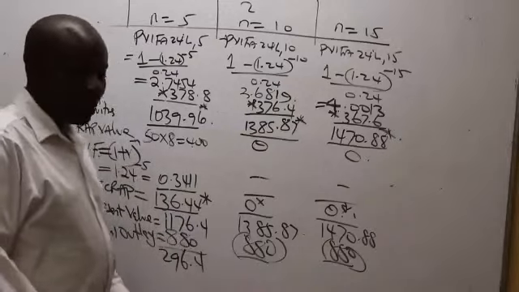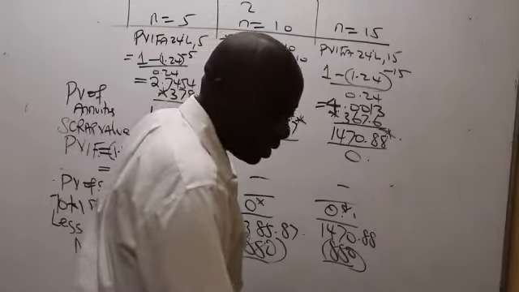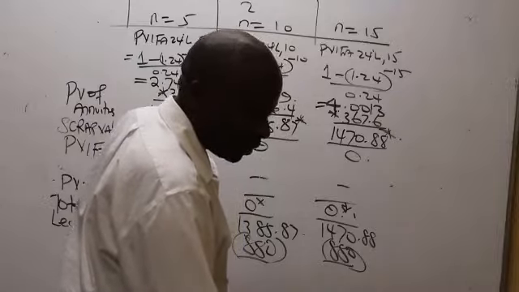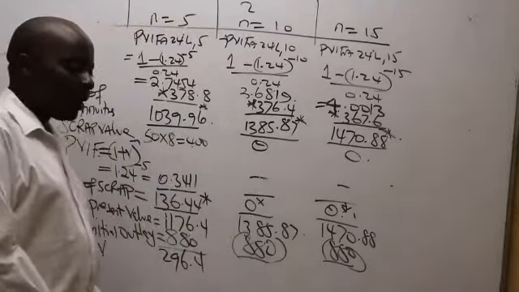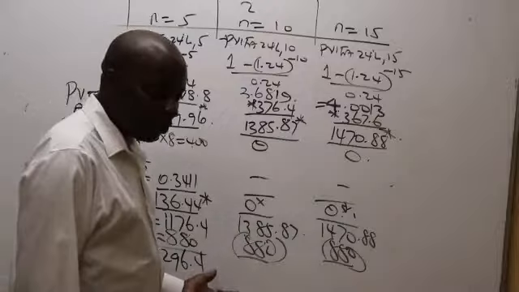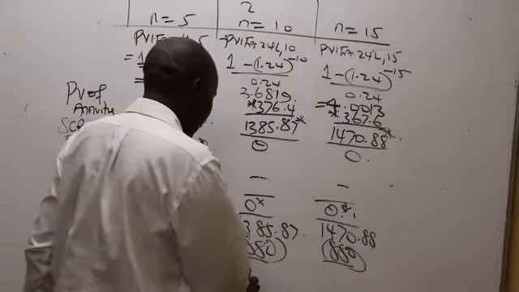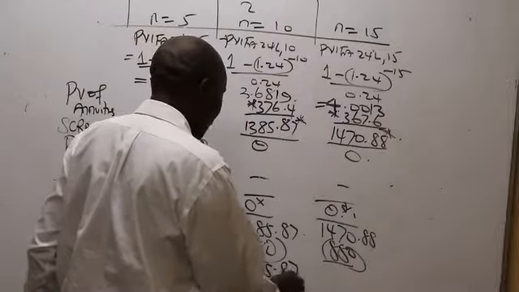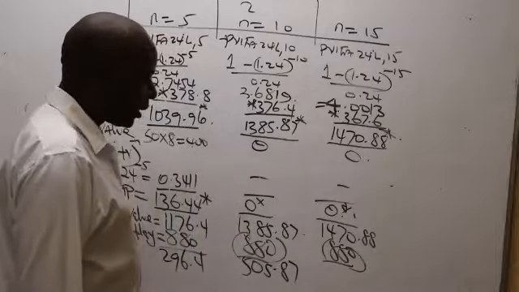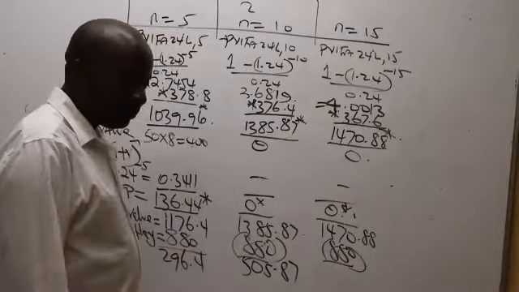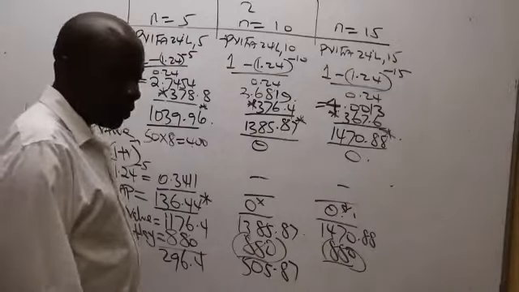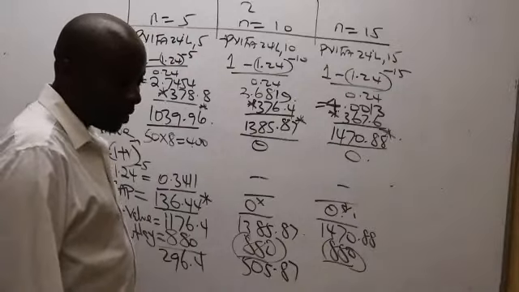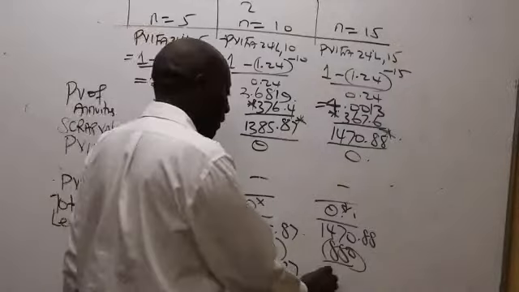How about the second net present value? The second net present value will be 505.87. And then lastly, we've got this one here, 1470.88 minus 880, which is 590.88.